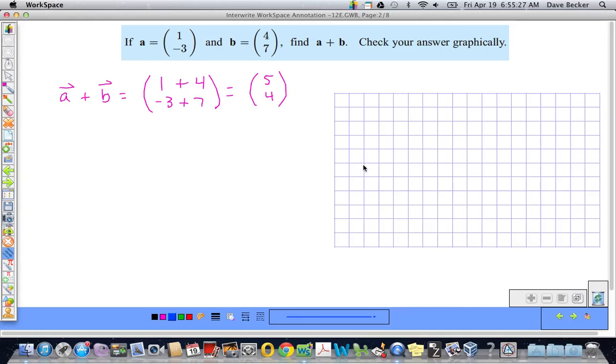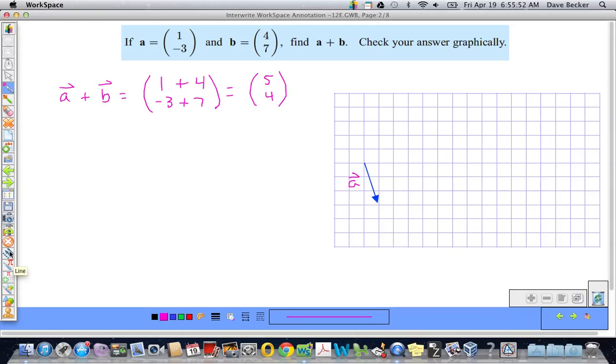So I can start anywhere. So I'll start at this point. So 1 is 1 unit to the right, negative 3 is 3 units down. 1, 2, 3. See if I can get the arrowhead right or close to it. That's about right. So it's supposed to be down here, so we'll start from there. And that is vector A.